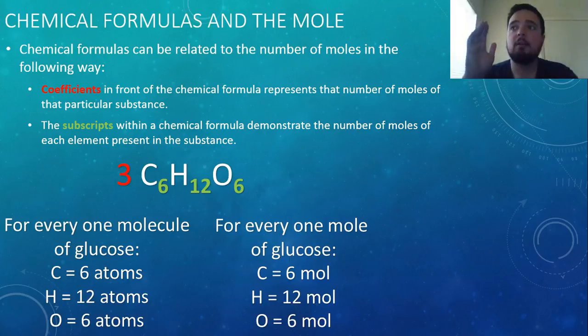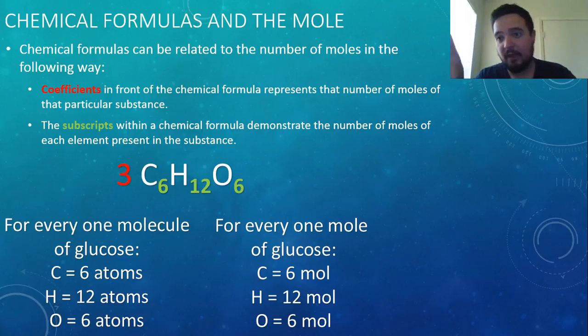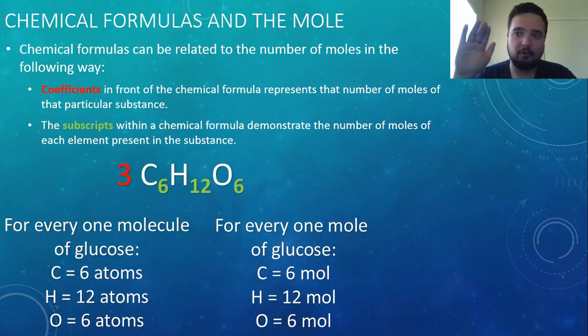So for every 6.02 times 10 to the 23rd molecules of glucose, I'll have 12 times 6.02 times 10 to the 23rd atoms of hydrogen within that one particular mole. So again, just let that sink in for a second.